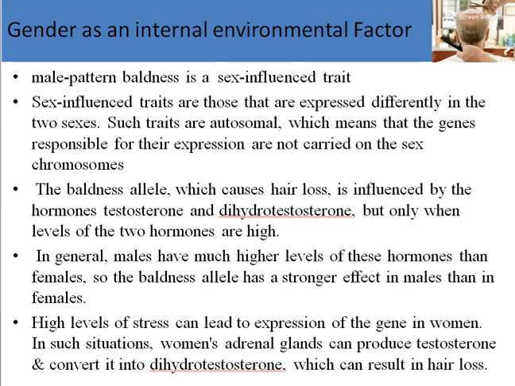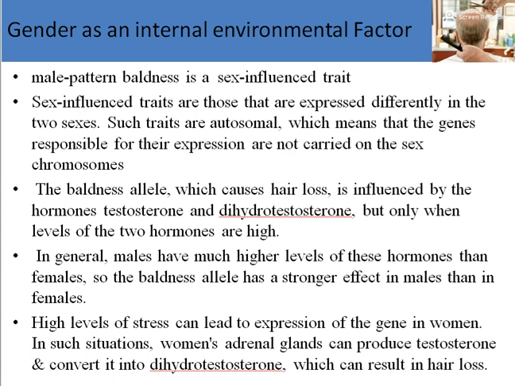Now, coming to the internal environmental factor, gender is a major factor. The organisms can either be male or female. And there are certain traits, such as sex influenced traits, which express differently in the two sexes.